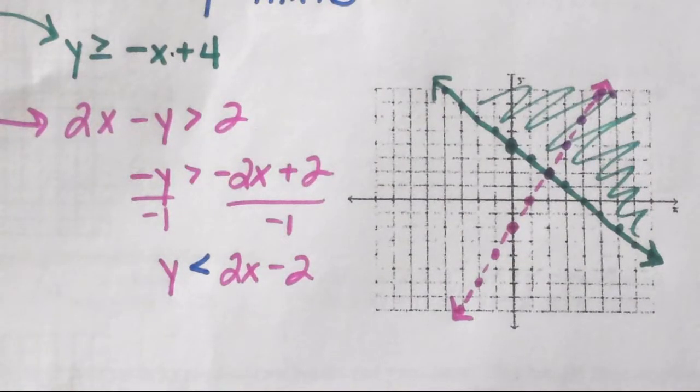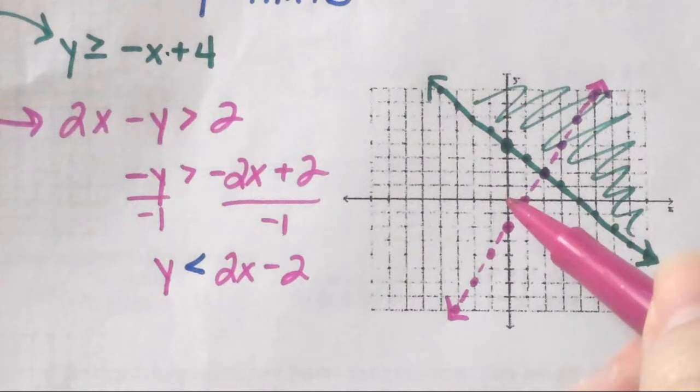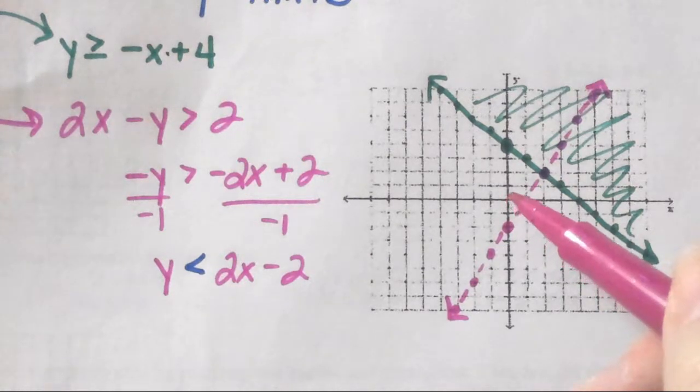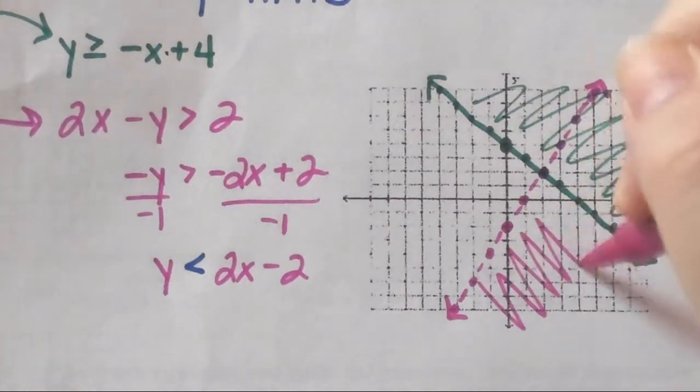But again, if you want to plug in a test point to make sure you're not crazy, you can. Miss Brister's go-to is 0. And 0 is where I'm thinking we shouldn't be shading, so I should get something crazy. If I plug in 0, I would have 0 is less than negative 2. Well, that is crazy, so I do shade down here.